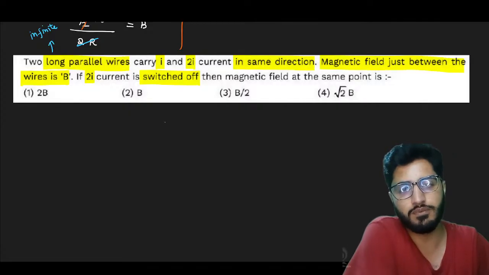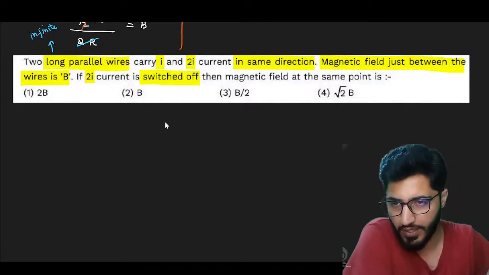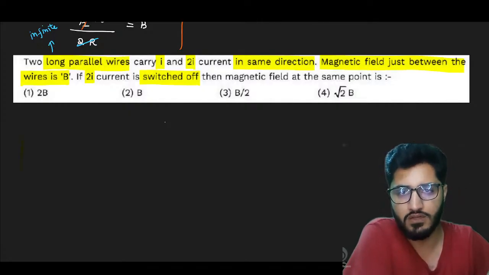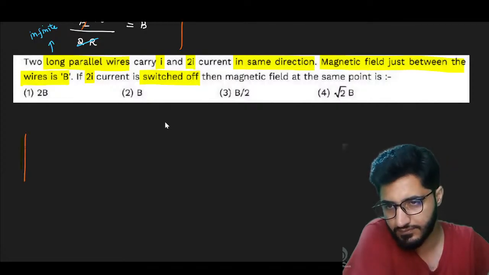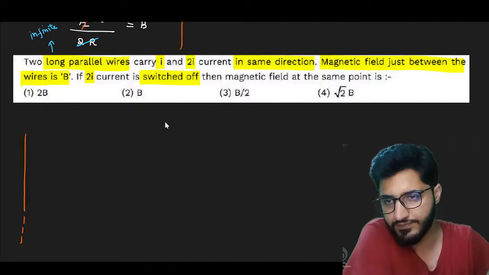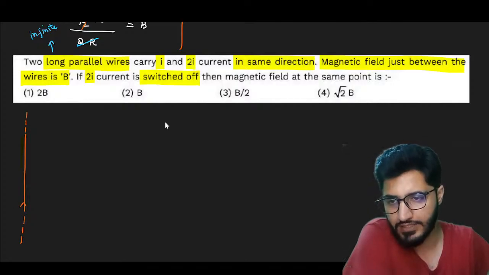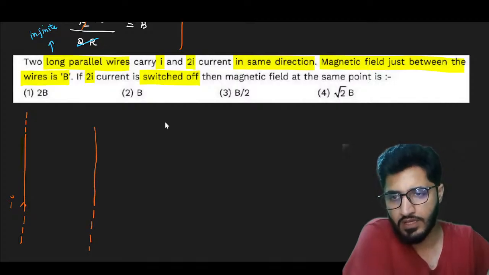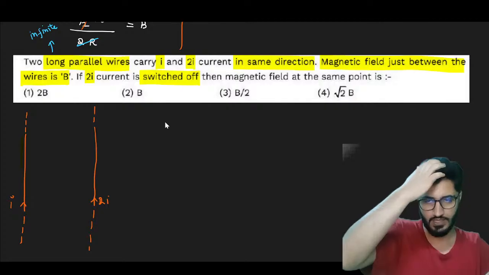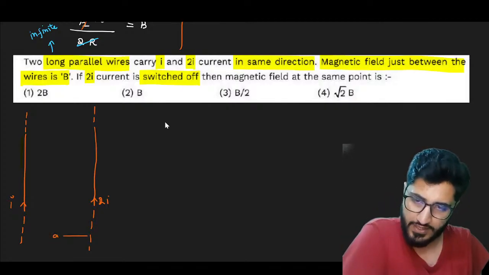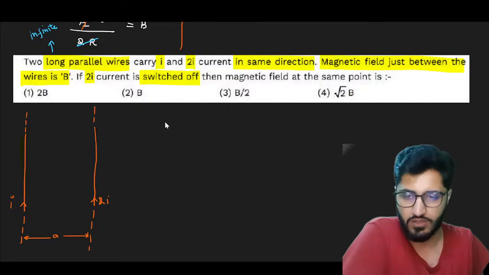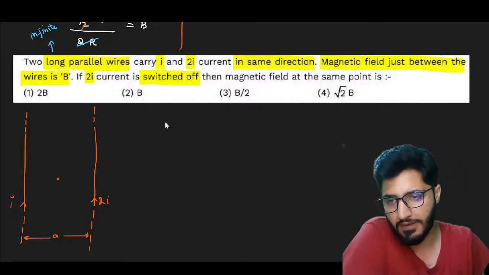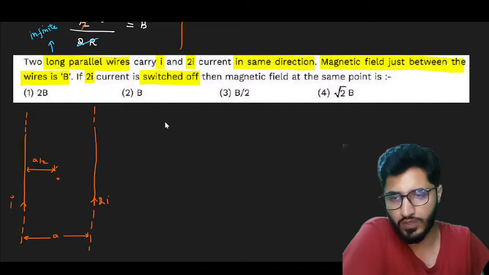That means if we have two wires, wire first, in this wire current I is flowing. Wire second, in this wire current 2I is flowing. If the distance between them is A, usually we take A, you can take X, Y, whatever you like. If this one is my middle point, this distance could be A by 2 and this one is A by 2.